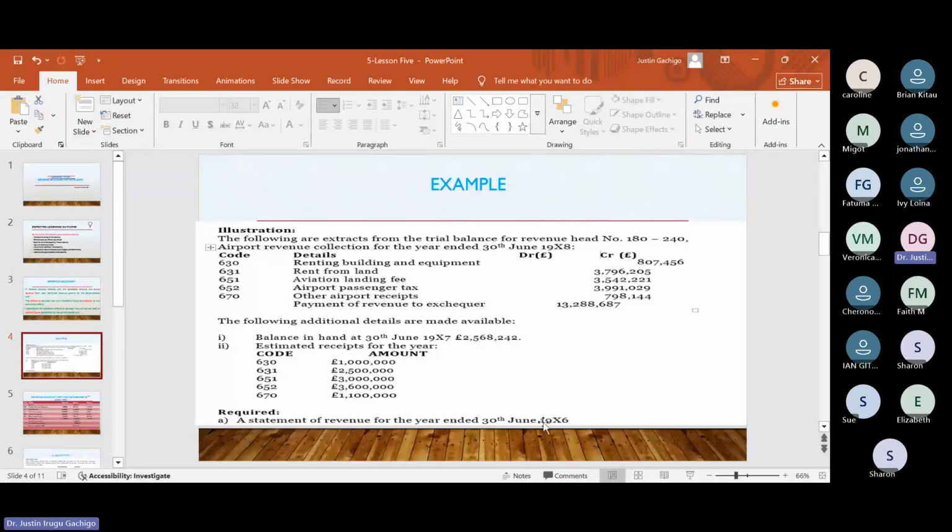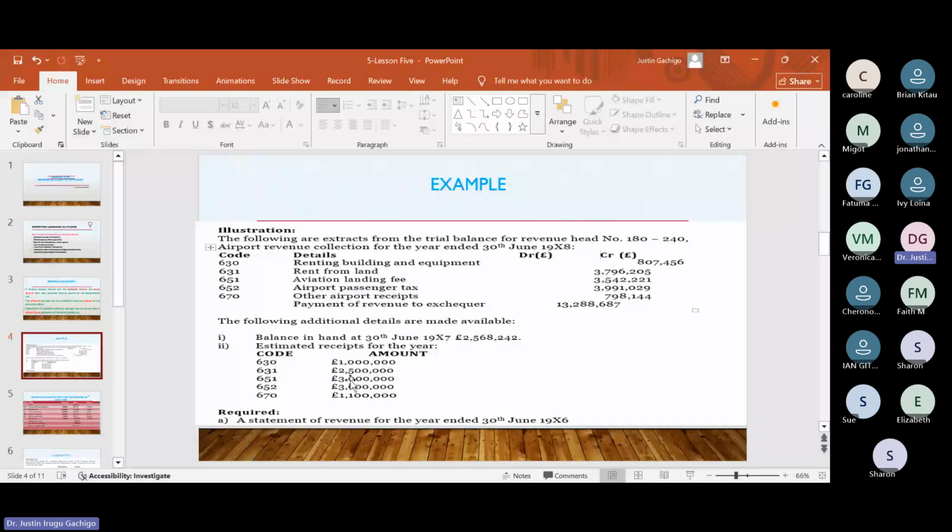This one I think should be 1990, not 1986. It's a typo there. But the key thing is that you need to differentiate which are the actual revenue and which are the estimated revenue. So we have said these are the actual and these are the estimated receipt. The estimated is what you're expecting to receive.